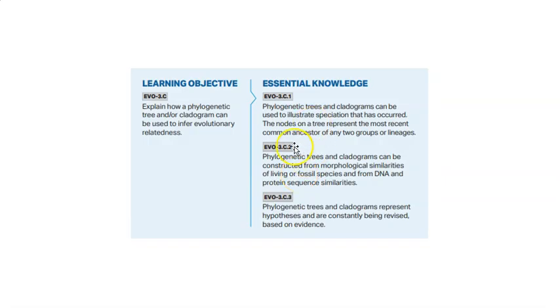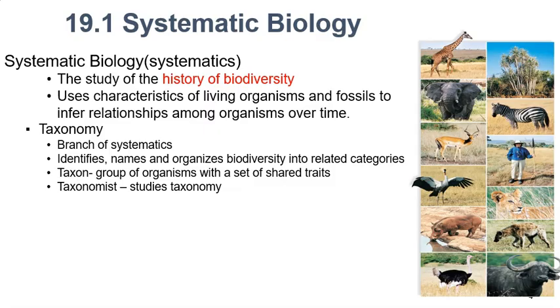The nodes on a tree represent the most recent common ancestor of any 2 groups. Trees can be constructed from morphological similarities of living or fossil species and from DNA and protein sequence similarities. They represent hypotheses, so these are ways of understanding the world around us. This falls under systematic biology, trying to understand the unity and diversity of life and the history of biodiversity.